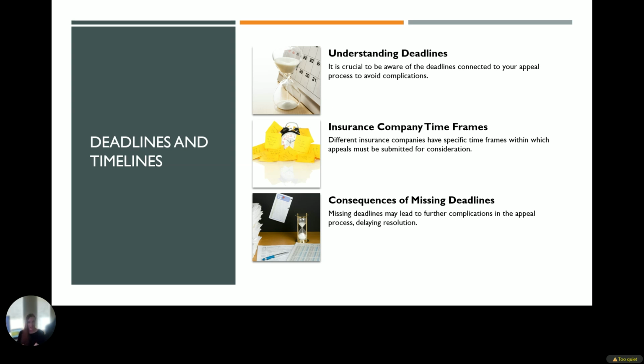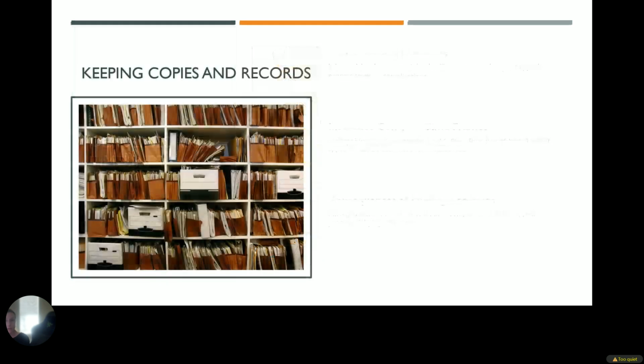Missing deadlines. This is a big one. If you miss a deadline that your insurance company has, it could result in further complications. So always, always, always make sure that you identify those timeframes and those deadlines before you submit your appeal.